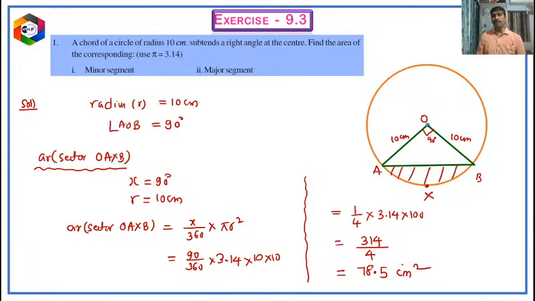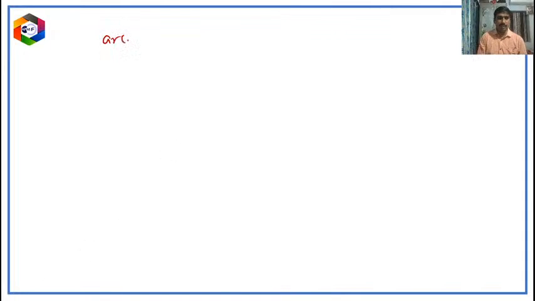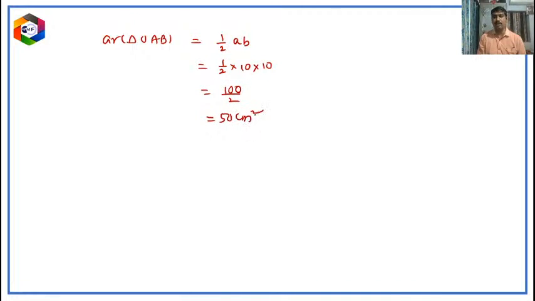This will be the area of the sector. But with this the problem is not completed. So we have to calculate the triangle area also. What is the triangle area? Triangle OAB area. Since it is a right angle triangle, half A B will be the formula. Half into A is 10 and B is also 10. So 10 tens are 100 by 2, which is equal to 50 square centimeters. Area of triangle OAB is equal to 50.